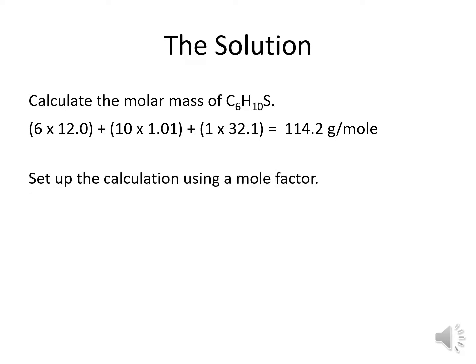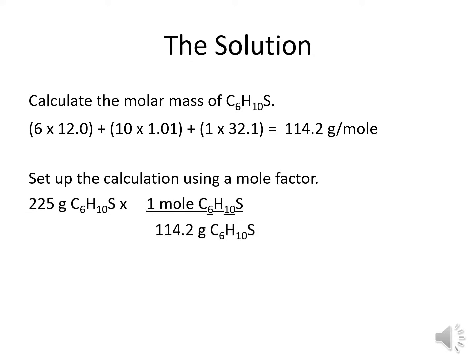Then we set up our calculation using a mole factor. Remember, we had 225 grams of allyl sulfide, so we're going to multiply that by 1 mole of allyl sulfide over 114.2 grams. 225 times 1 divided by 114.2 is 1.97 moles of C6H10S. Notice the conversion factor was simply 114.2 grams per mole flipped or inverted. Take the reciprocal of it to get 1 mole over 114.2 grams. Final answer, 1.97 moles of C6H10S.